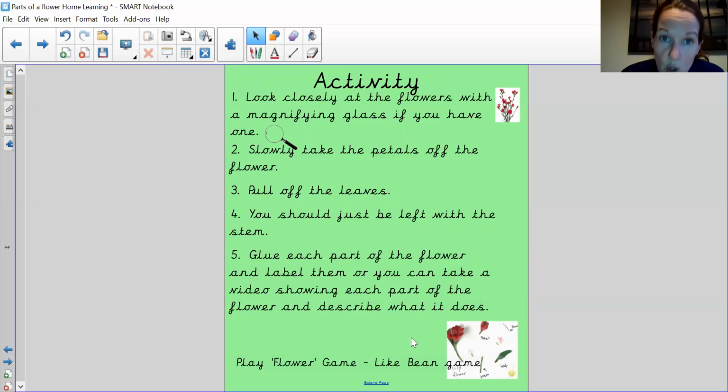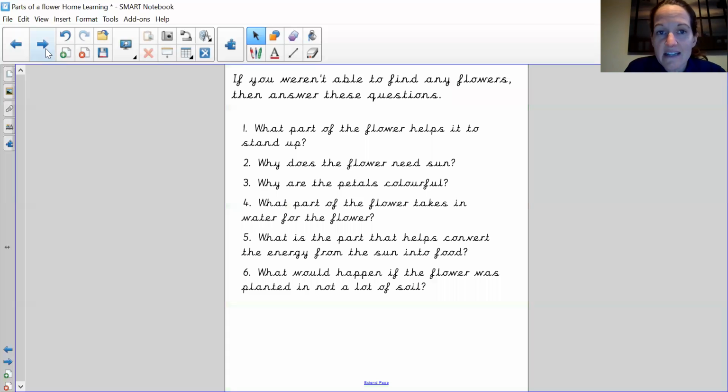So if you don't have a flower, don't worry. If you don't have a flower, then what I would like you to do is answer these questions. So you've got 6 questions, so you can either tell the grown-up that you were with the answer, or you could write them down. You can just write number 1 and write the answer. It doesn't need to be in full sentences. You can just write the answer, and then you can take a picture and put it on Tapestry of the answers. So if you want to do the questions, then pause the video here, because I'm going to go back to the other slide. So pause the video here so you can answer these questions. And this is if you don't have a flower to dissect, okay?